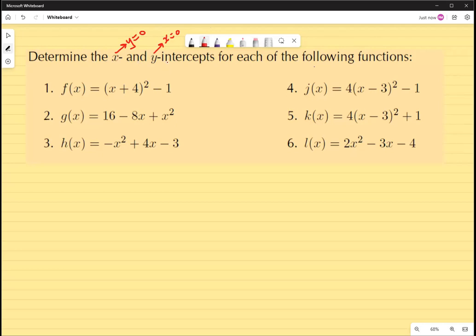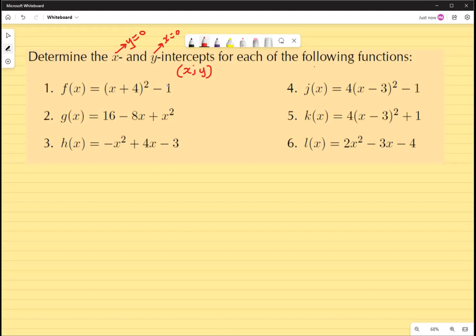And the other thing is that I want to emphasize, always write your answers as coordinates. Because it's intercepts, they are points. So you always leave them as x coordinate, y. Don't forget that. Perfect.